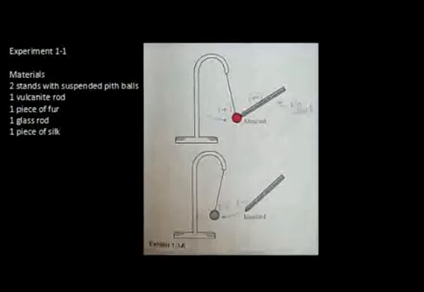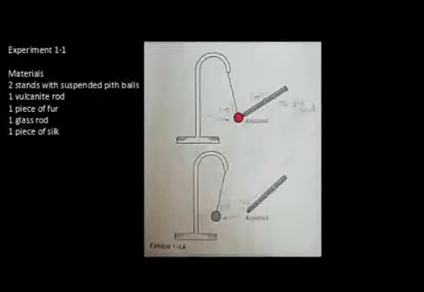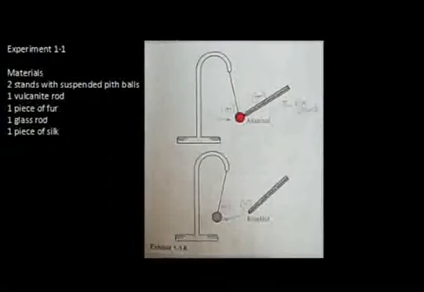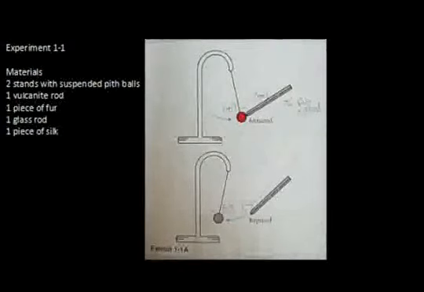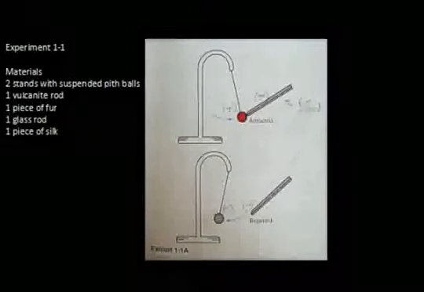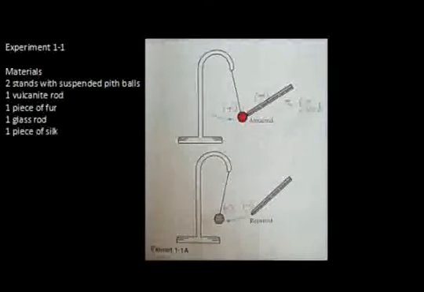Step 3 is to observe that the ball is first attracted to the rod because of unlike charges. When the ball touches the rod, it is immediately repelled. Continue to attempt to touch the pith ball with the vulcanite rod. Examine Exhibit 1-1A. Why has the pith ball acted this way?